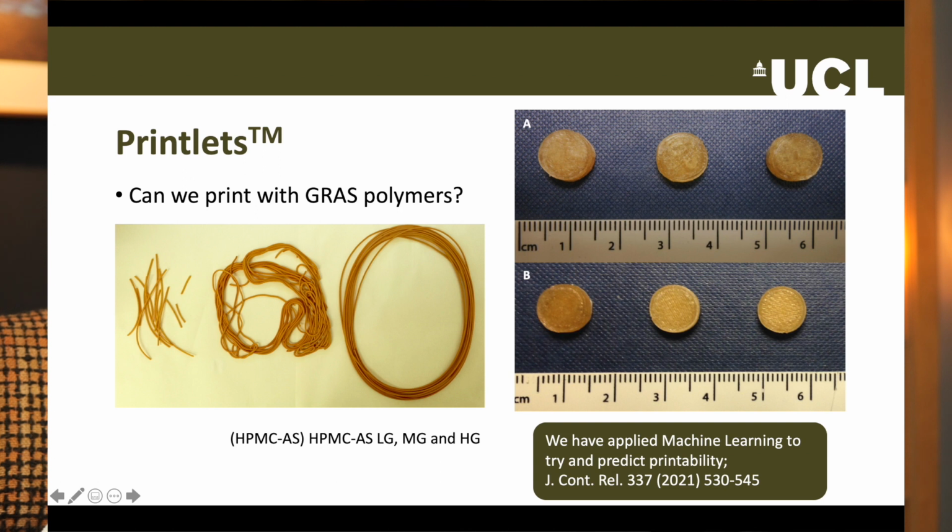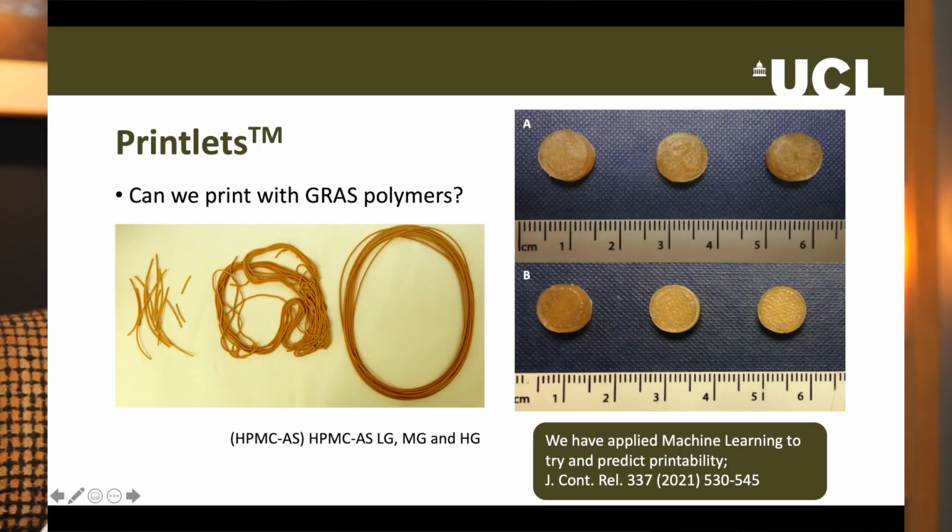As I said earlier, it's key to be able to print with GRAS polymers, and the development of printable filaments from GRAS polymers has been a key element of our research. Is it easy? Absolutely not. You can extrude a filament that looks and feels great, is bendy and pliable, but won't print. Or you can have a filament that snaps like spaghetti and it prints fine.